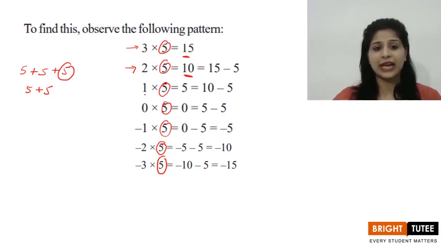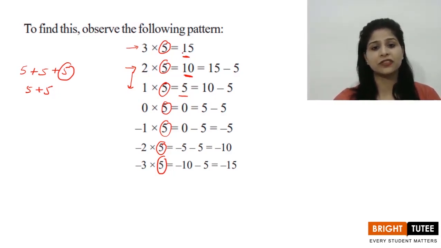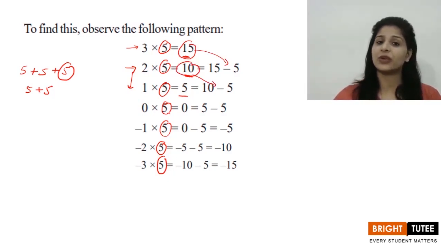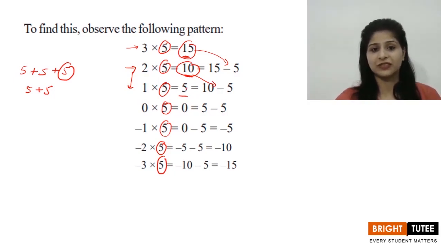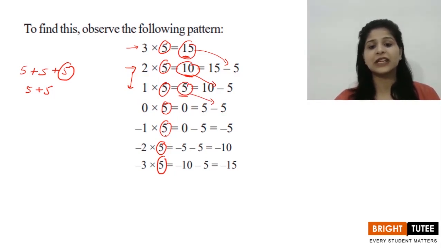Now again 1 into 5 will be 5. Again I have reduced 1, so 1 5 is reduced. So what we are getting? 5. 5 is nothing but 10 minus 5. So from the previous number you are getting 5 as this subtracted from it. Same here. Now we have 0 into 5, which gives us 0, and 0 we will get when we subtract 5 from 5. So from here again we have subtracted 5, if you observe. Now minus 1 into 5, the number previously was 0, again you will subtract 5, so what you will get? Minus 5.